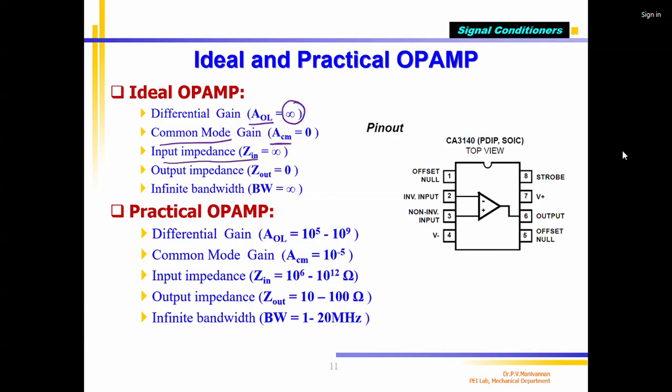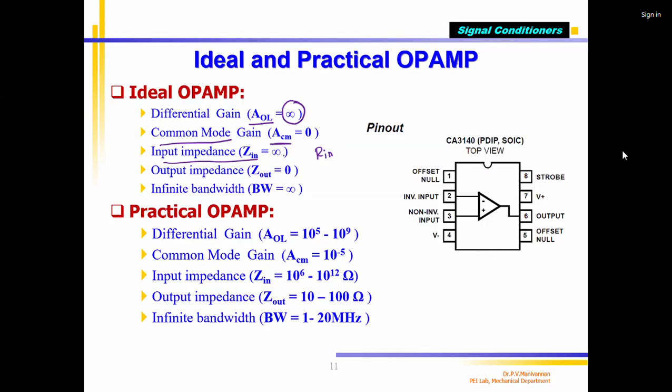They are called Z-in. In some books, they put R-in, input resistance. Please note that some data books say R-in, some books call it Z-in. Z means impedance, R means resistance. Both are almost the same. There is a slight difference, but this is how they use it.